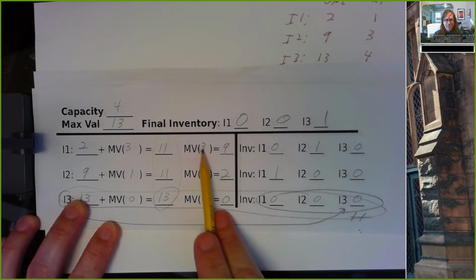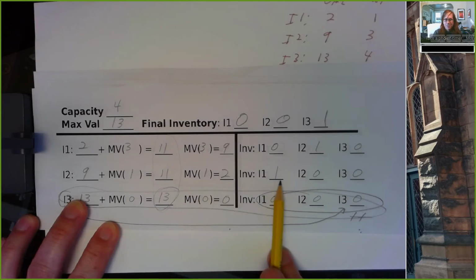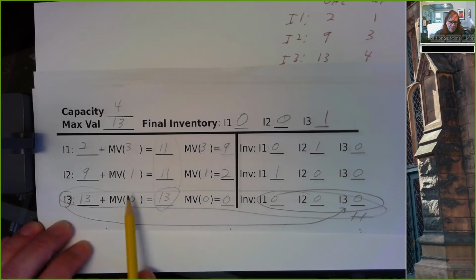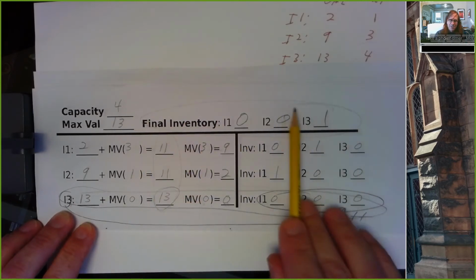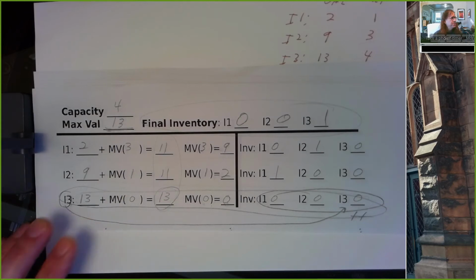If I'm trying to find max val 3, I get it by taking 1 of item 2. Max val 1, I get by taking 1 of item 1. Max val 0, I get by taking none of any items. But this solution corresponds to whatever you do to get max val of 0 plus 1 more of item 3. So I can take that item count for max val of 0 and I can bump up the count of item 3. So here's my final inventory that gets me my maximum value of 13 from a bag that holds 4 ounces.